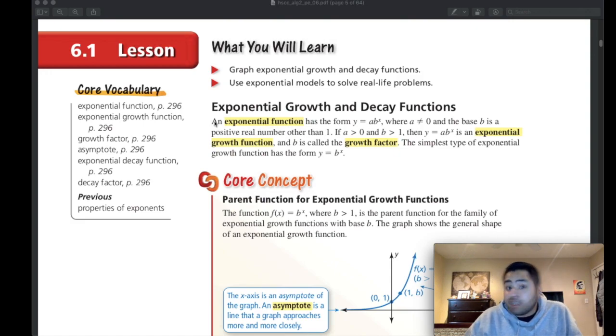You've learned what a linear function looks like. You've learned what an absolute value function looks like. You've learned what a quadratic equation looks like. You've learned what a cubic equation looks like, right? Every single type of equation has different types of forms.